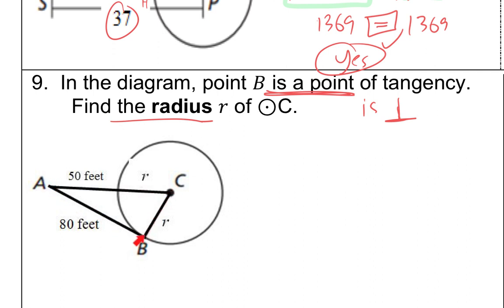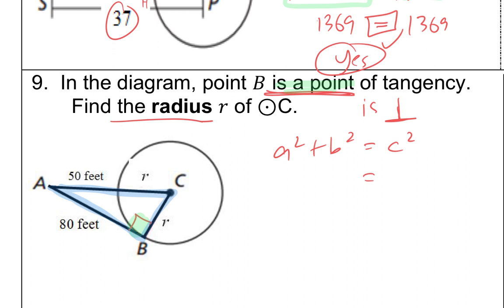So if we know this is perpendicular, then we know that it has a right angle. That's what it's telling us right over here, because it tells us it's a point of tangency. So that means we can use a squared plus b squared equals c squared, because we know that's a true statement. So let's go ahead and set that up. I'm going to change this to a different color so we can see that pop. This is our triangle right over here.